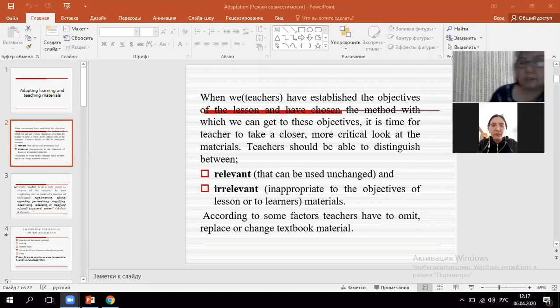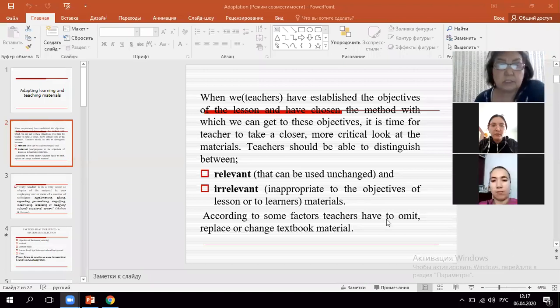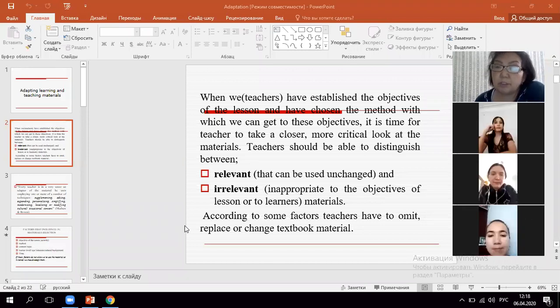So, the topic of this lesson is adaptation, or adapting learning and teaching materials. When we teachers have established the objectives of the lesson and have chosen the method with which we can get to these objectives, it is time for us to take a closer, more critical look at the materials. As teachers, we distinguish between relevant material and irrelevant material.